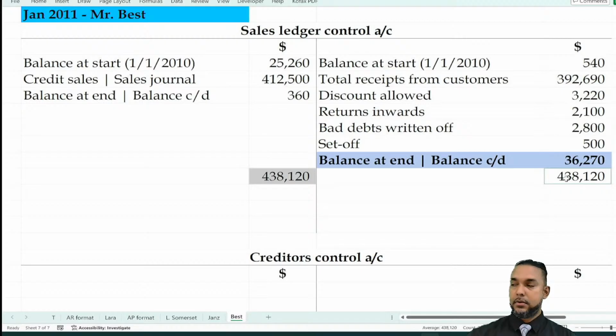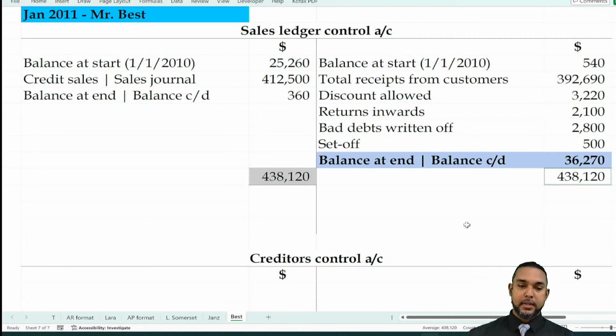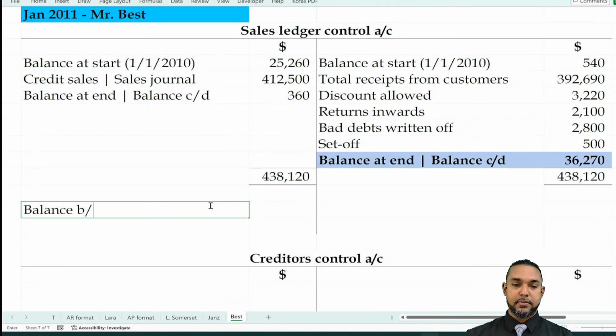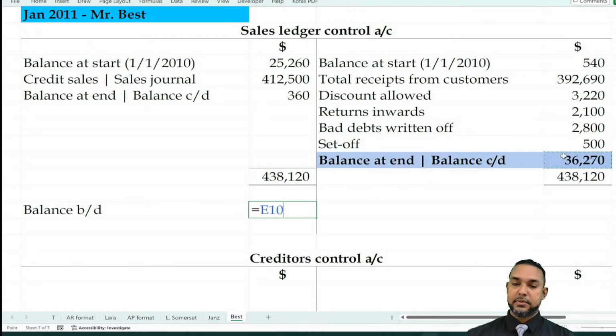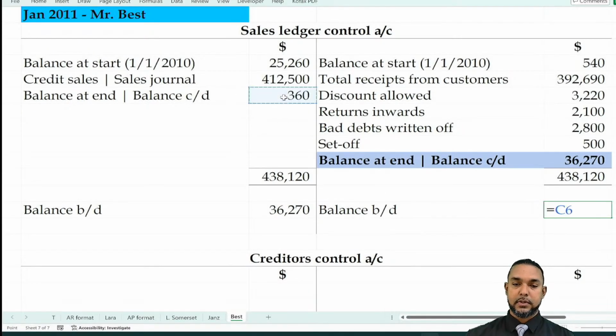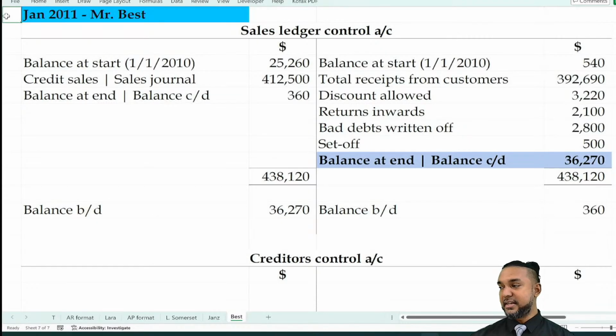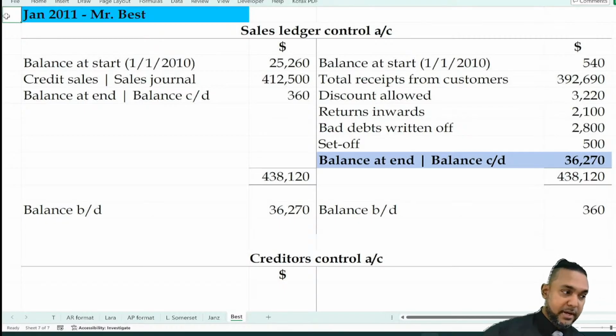Now, you're going to bring down your balance. So balance brought down 36,270, and don't forget the other one, balance brought down 60. That is what your sales ledger control account, or debtors control account, or accounts receivable control account looks like for Mr. Best. Now, there were a couple other items that the question didn't put.